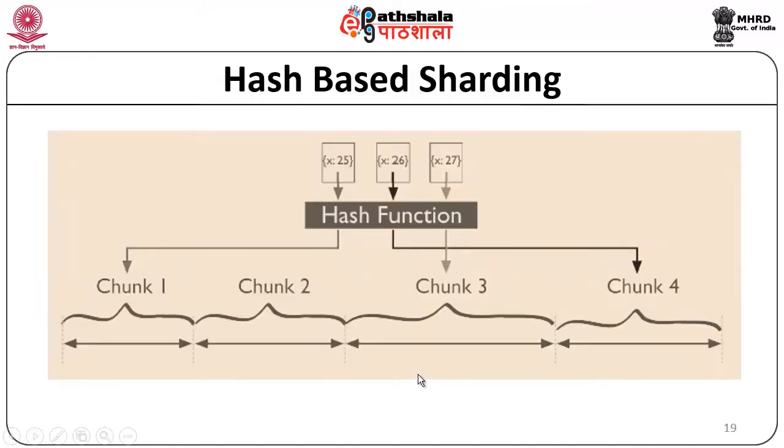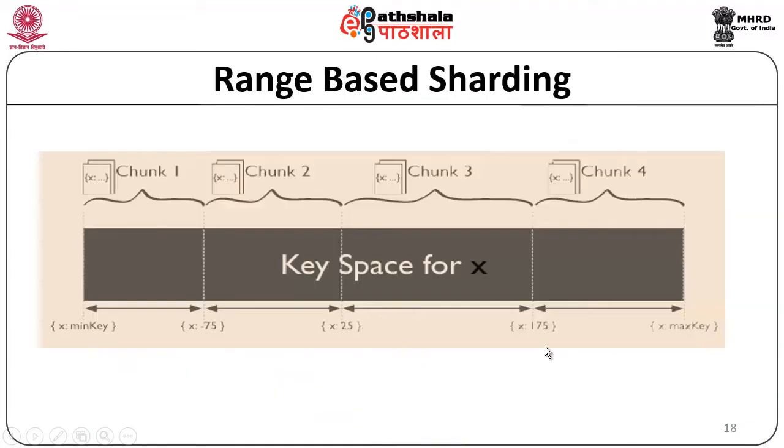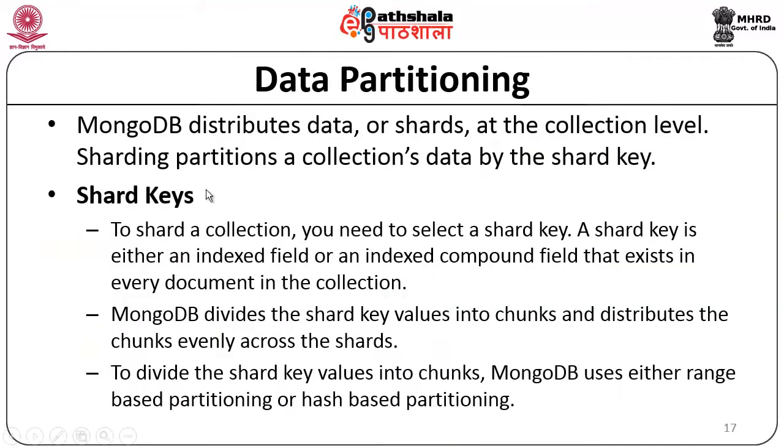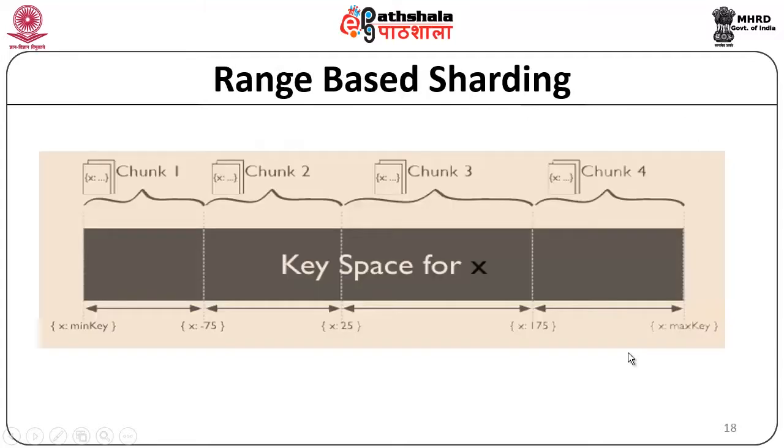The next one is hash based sharding. In hash based sharding, each and every key is given to a hash function, which in turn will assign the key to a specific chunk. So, here you have 4 chunks and various key values. The key values are given to the hash function and accordingly each and every chunk will receive specific key values. So, in a MongoDB environment, shard keys are actually created and distributed either using range based partitioning or hash based partitioning.